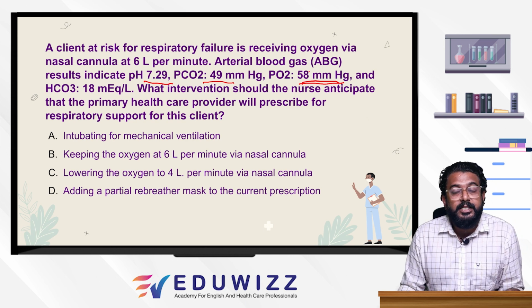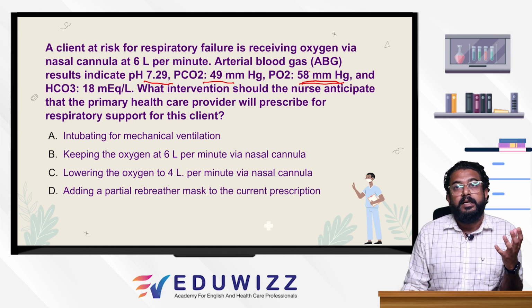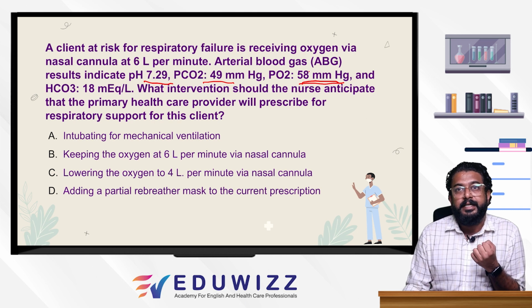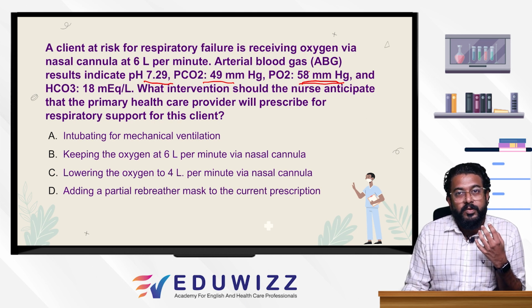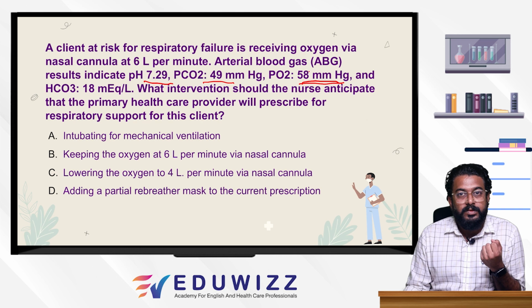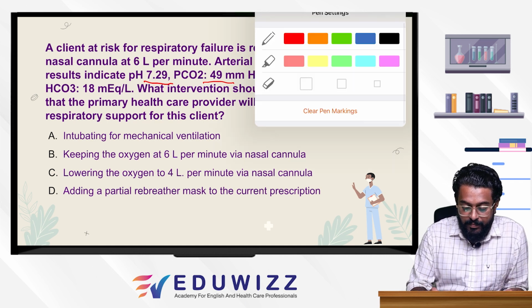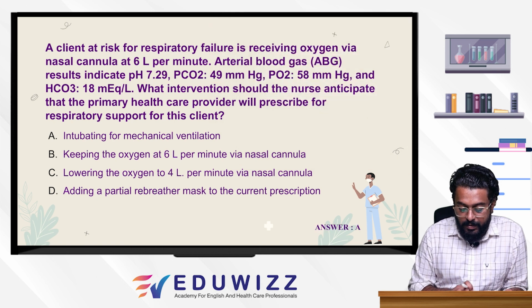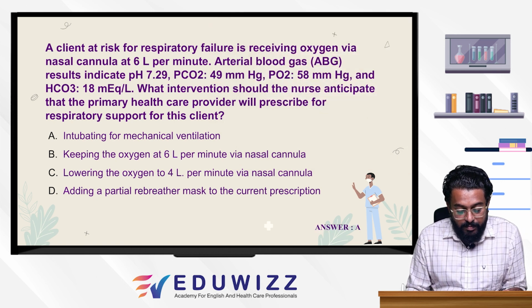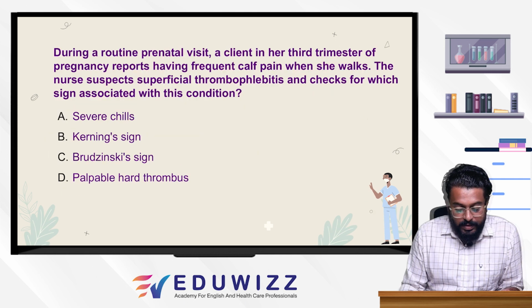So the patient is having respiratory acidosis, which means there is excess carbon dioxide in the lungs because of difficulty to breathe. So the initial management of a patient with respiratory acidosis is intubation and ventilation. So intubating for mechanical ventilation is the right answer. Intubating for mechanical ventilation. Next question.